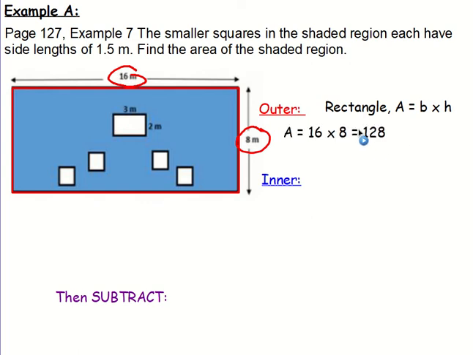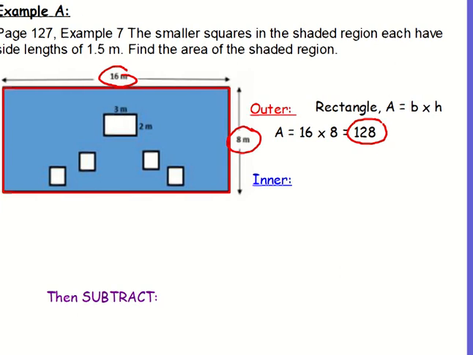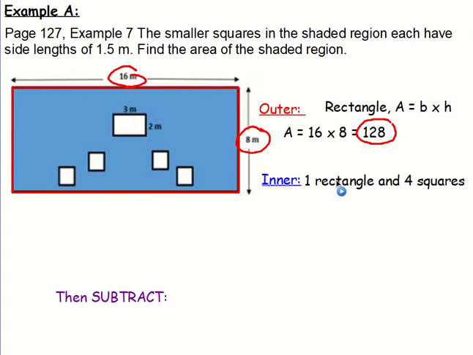So I have area equals 16 times 8 and I get 128. So this is the area of my outer shape, 128. So now I'm going to go on to the inside. On the inside, I have a few different figures. I have one rectangle and I have 4 squares.